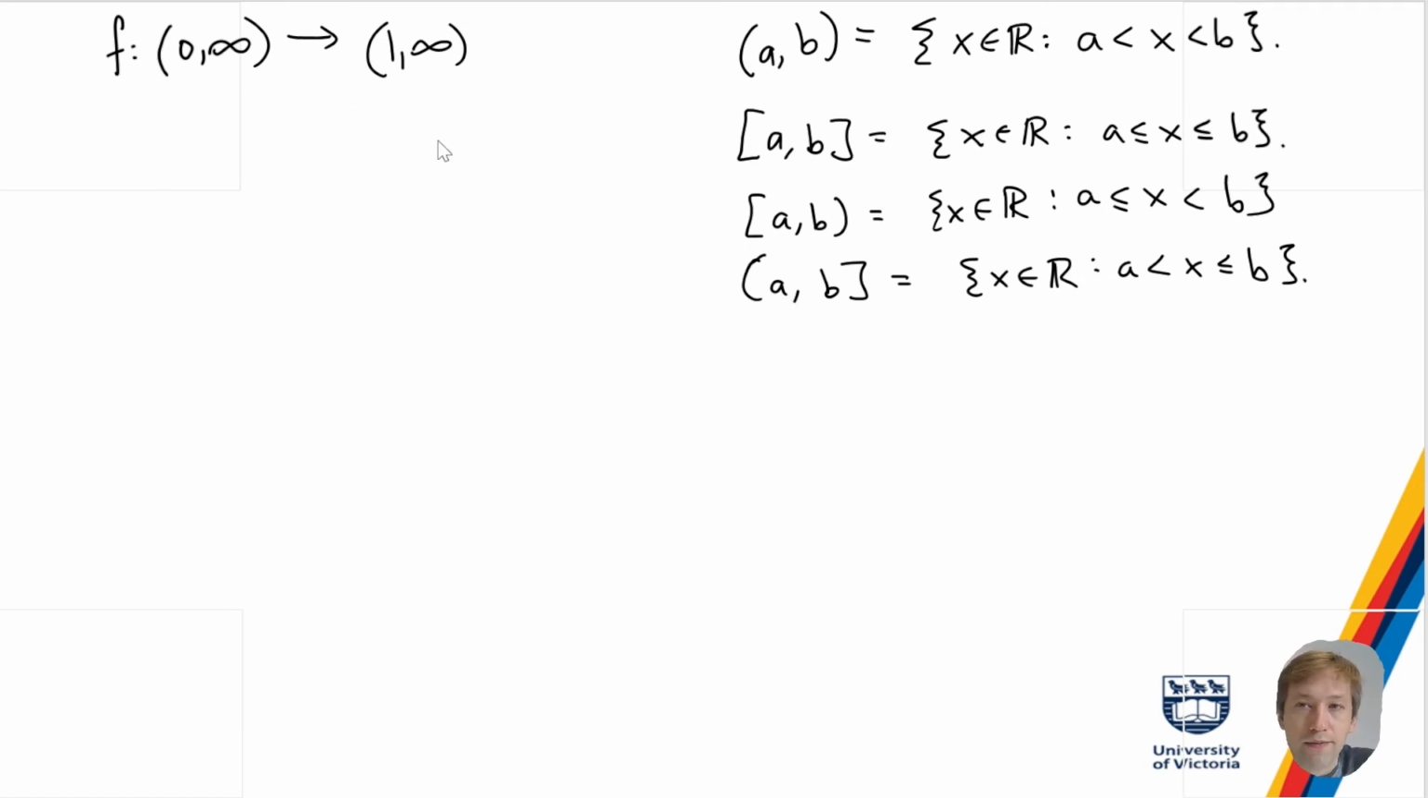When you do that with infinity, so if I write, say, 0 to infinity, or generally if I write a to infinity, that's the set of all real numbers such that x is bigger than a and less than infinity. Or in other words, every real number is less than infinity, so you can just write that x is bigger than a.